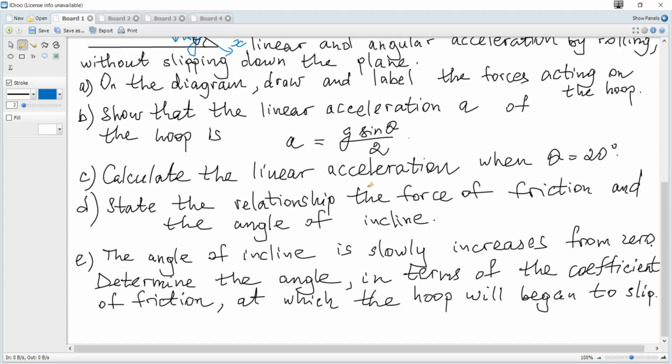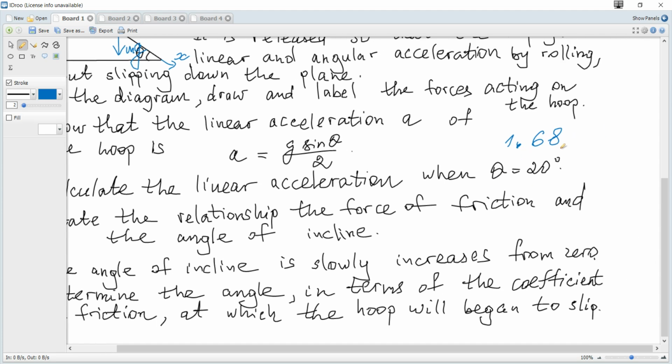Question C. Calculate the linear acceleration when theta is 20 degrees. Just substituting 20 degrees for theta and calculating, we get that it is equal to 1.68 meters per second squared to 3 significant figures.